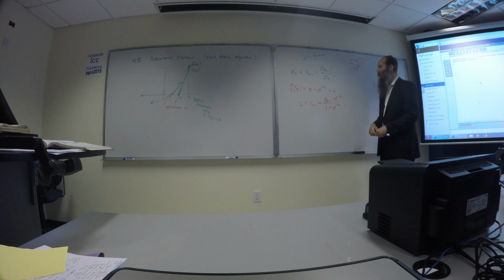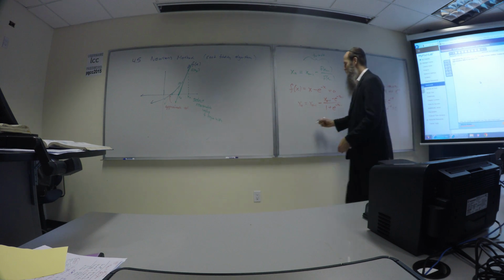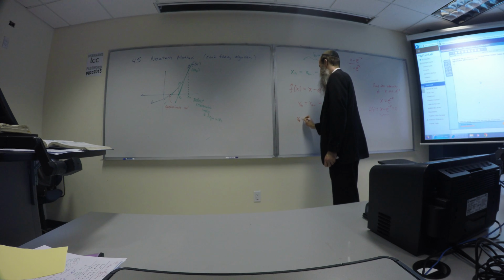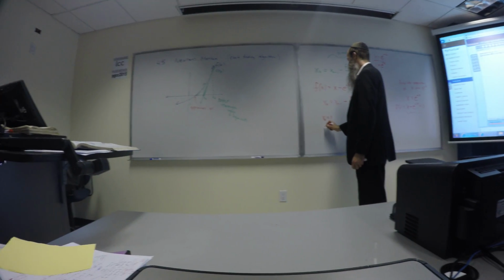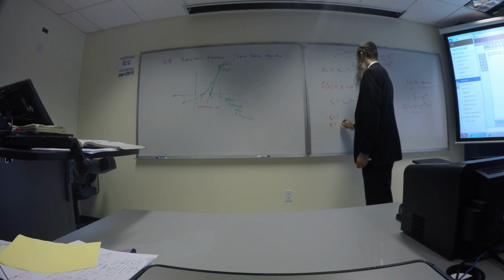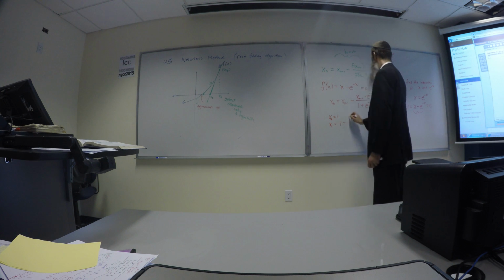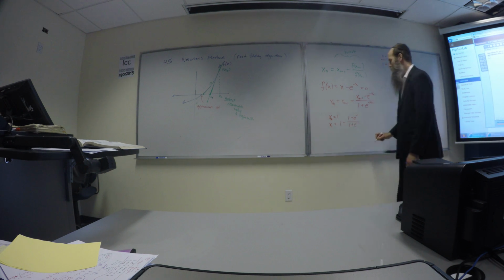1? Okay. So if we pick x naught to be 1, then when you plug it in, you will get that x1, the next x, is 1 minus e to the negative first over 1 plus e to the negative first. You compute that.